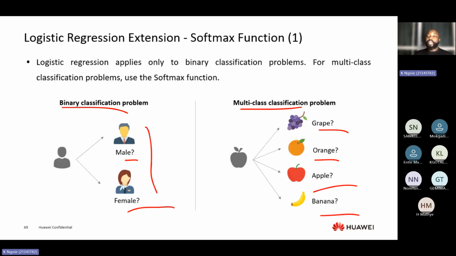Very important, guys. Logistic regression is an algorithm that you use whenever you have a binary classification problem, which means you just want to choose between two, you only have two choices. But if you're solving a multi-class classification, you don't use logistic regression, you use the softmax function. We're going to talk more about it next week.